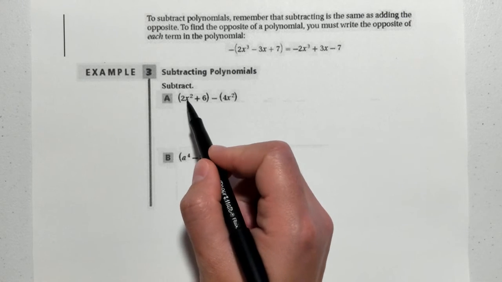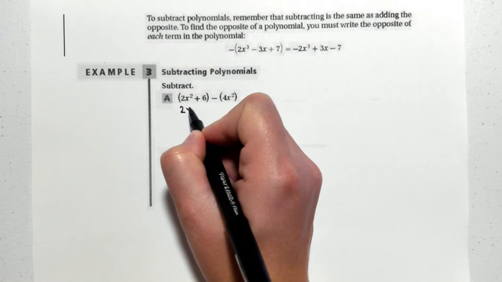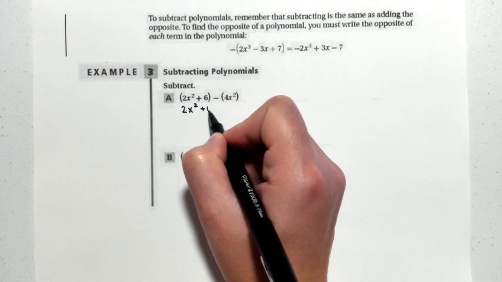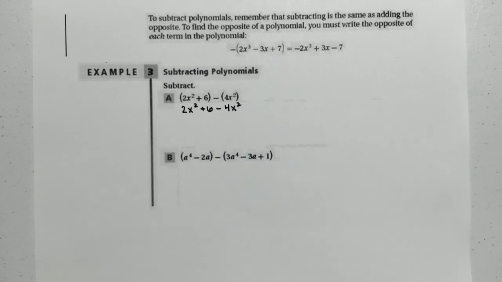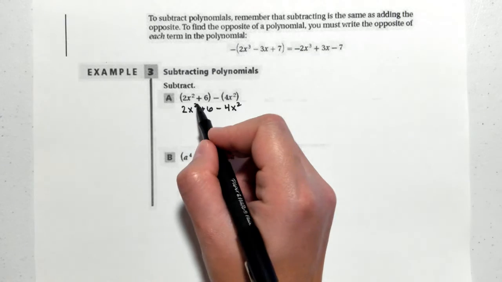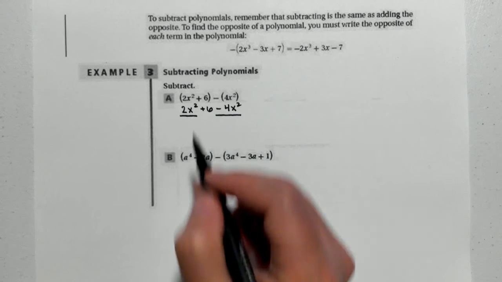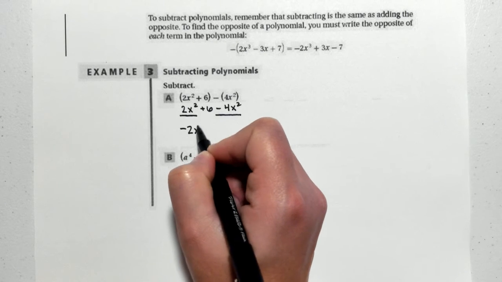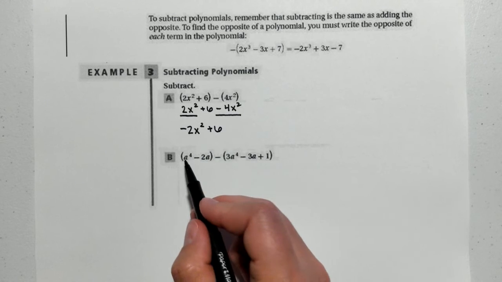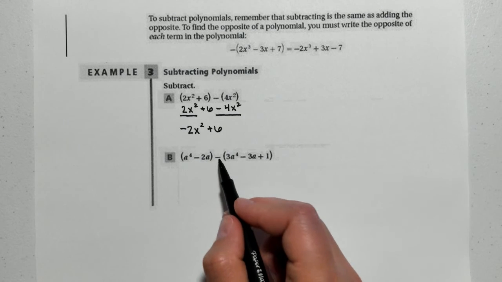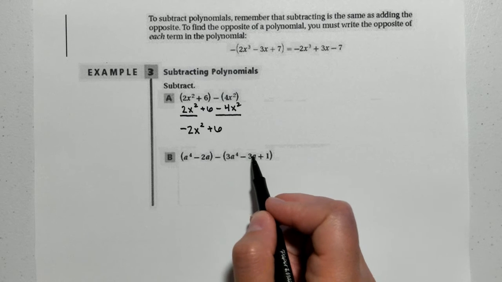So for a, we have 2x squared plus 6 minus 4x squared. So my like terms, x squared, so 2x squared minus 4x squared is going to give me negative 2x squared, and then plus 6. Then b: a to the fourth minus 2a minus, in parentheses, 3a to the fourth minus 3a plus 1.